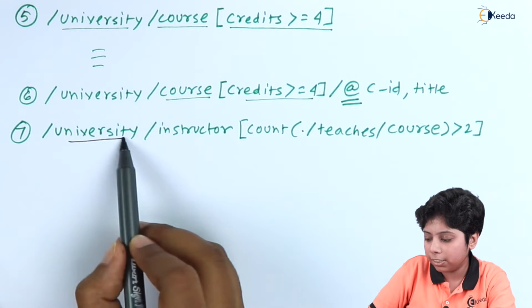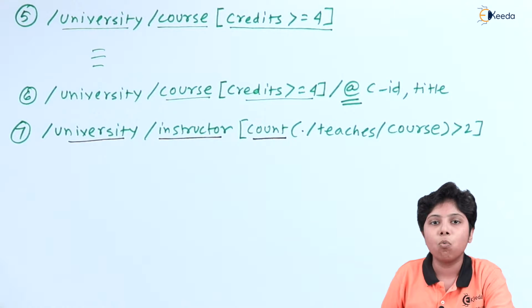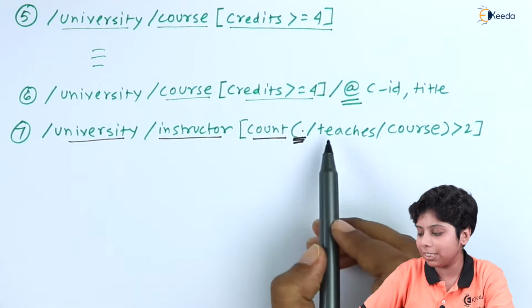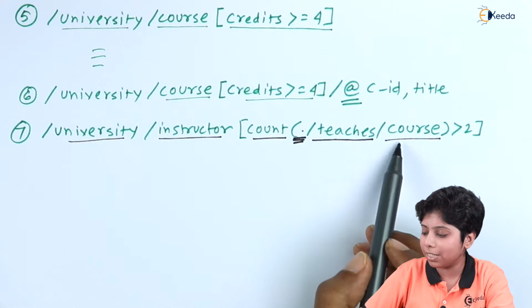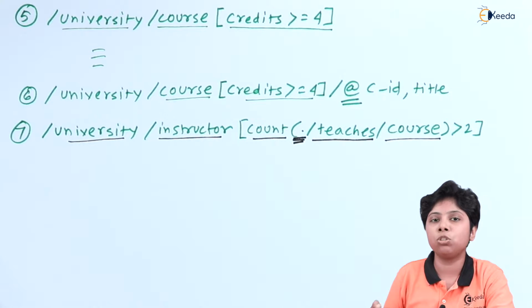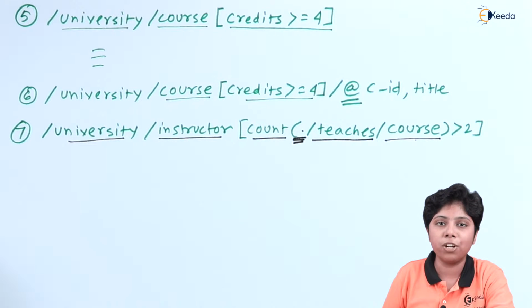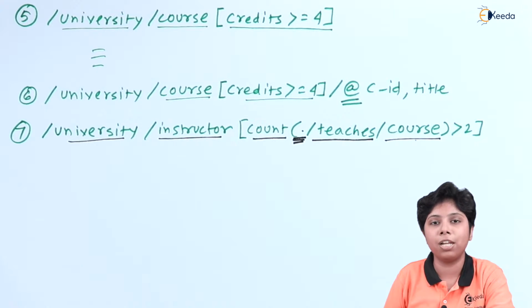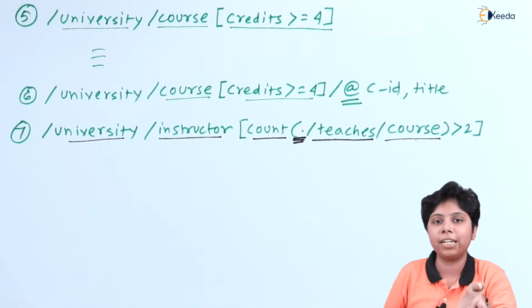We have fetched the university's instructor. Now as the predicate, the first one is the count function. So we will count something. What will we count? We are using this dot sign. That means from the current node, we are moving to the teaches element, and from teaches to the course element. So how many courses is the instructor teaching? If it is teaching more than 2 courses, that means we count the courses in the teaches relation that has a reference to an instructor element. Then if it is greater than 2, we will have the names and all the information on the instructors. So we can use the dot sign to move from the current node and change the node from the instructor to the teaches.